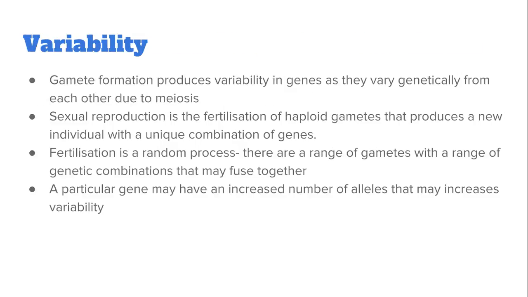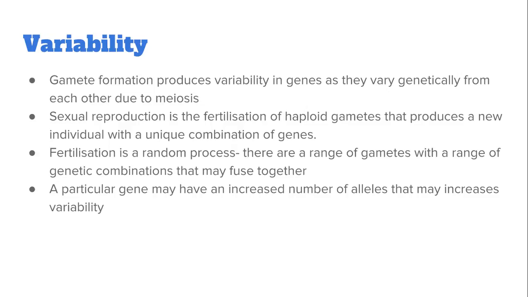In terms of variability, gamete formation produces variability as gametes can vary genetically from each other due to meiosis, the process we've just discussed. In sexual reproduction, the fertilization of these gametes does produce an individual with a unique combination of genes. The process of fertilization is a random process, so there are a range of gametes with different genetic combinations that can fuse together to fertilize during sexual reproduction.